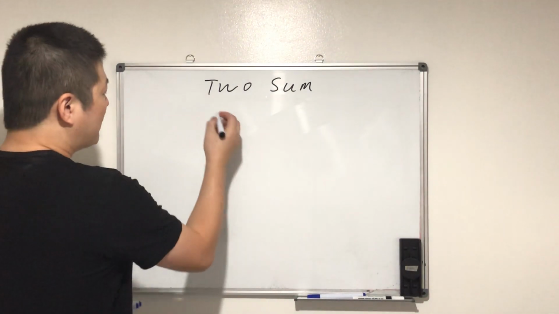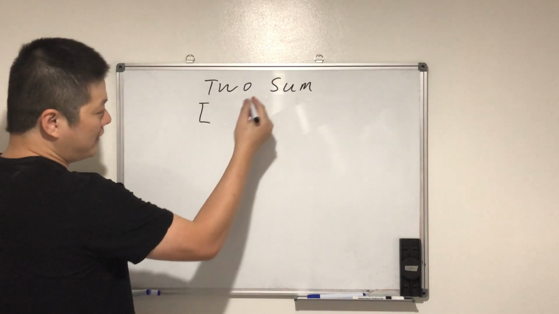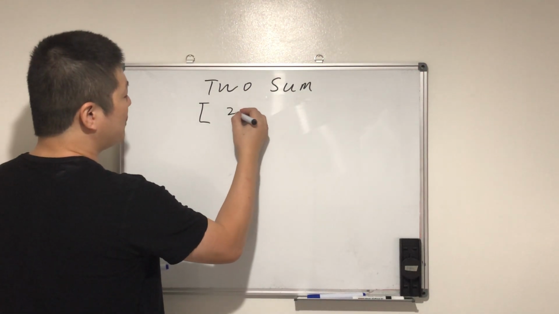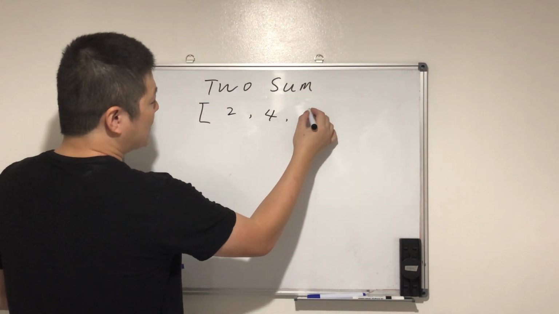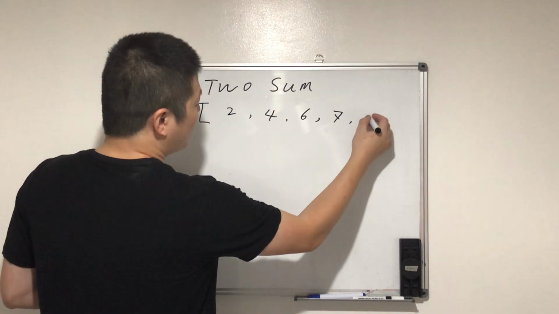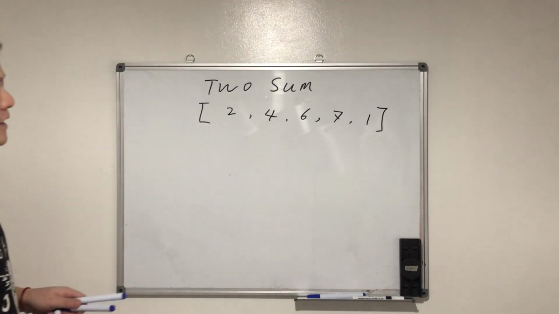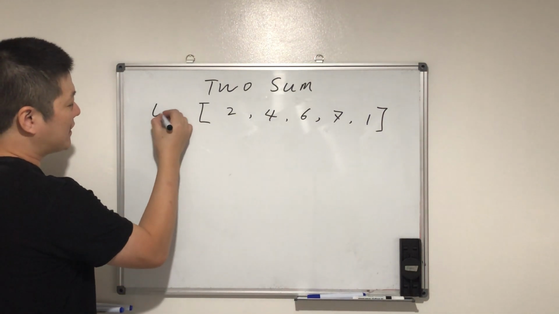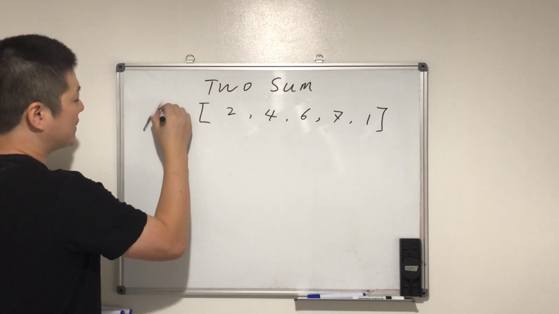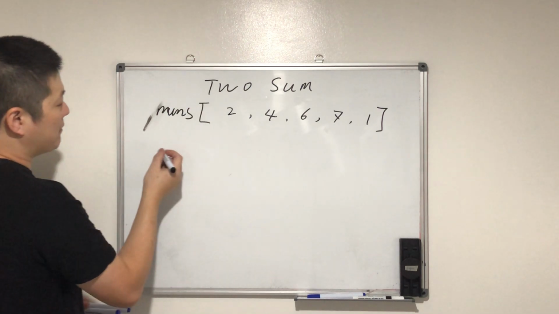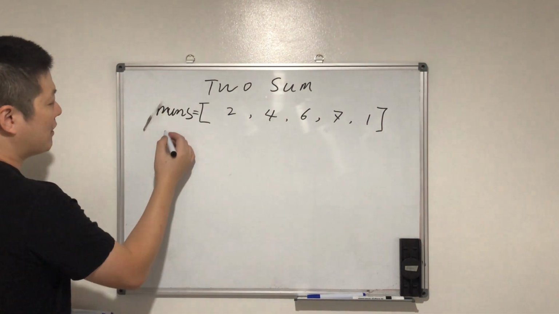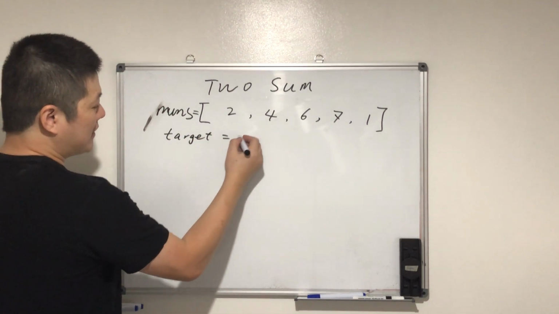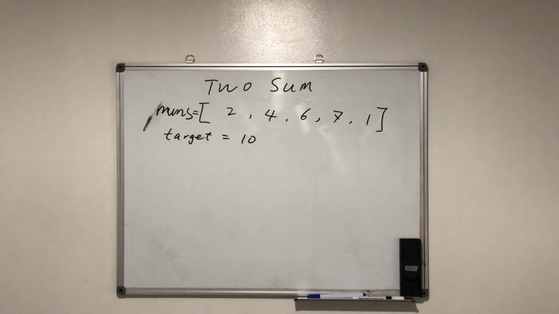Ryan, so let's say given a list, okay, so this problem is like that. Given a list like 2, 4, 6, 7, 1, so given a list of numbers and a target. This is the numbers, let's call it nums. Terrible writing, anyway. Then there's a target, and the target is 10.